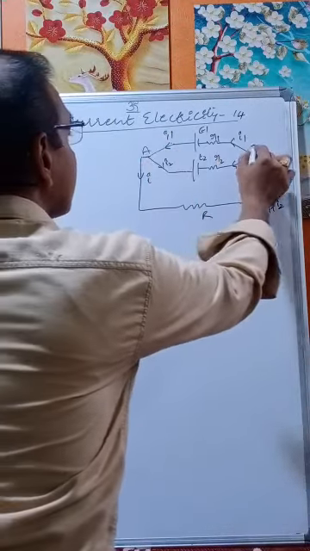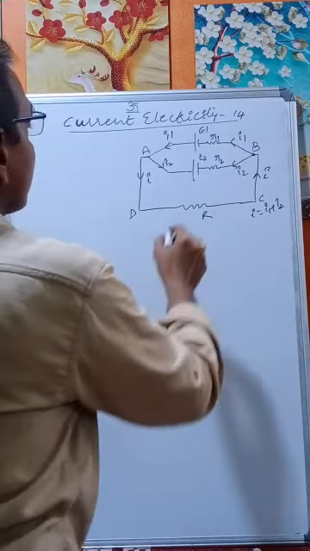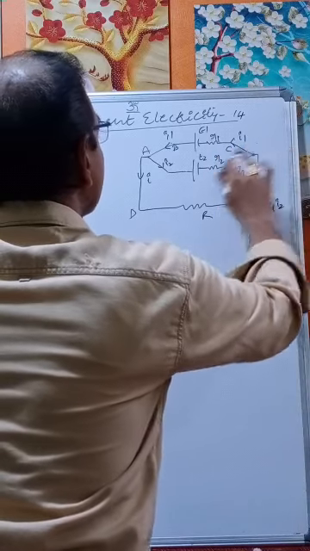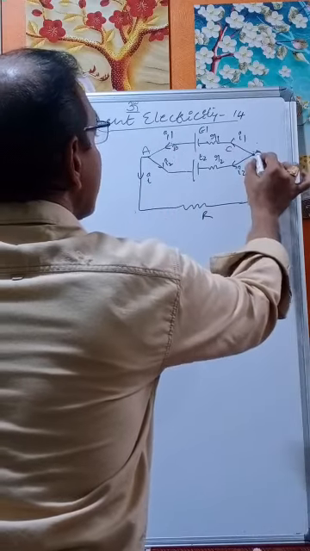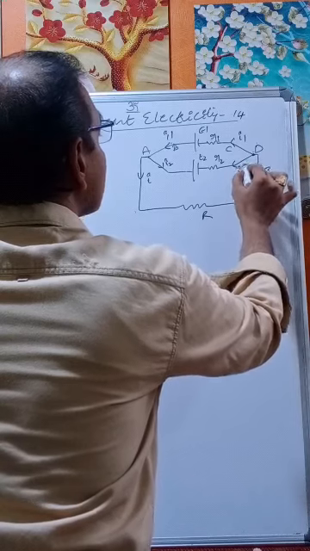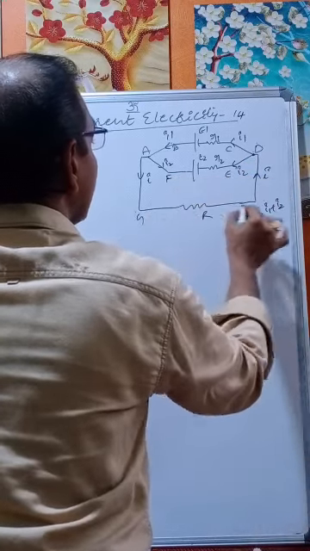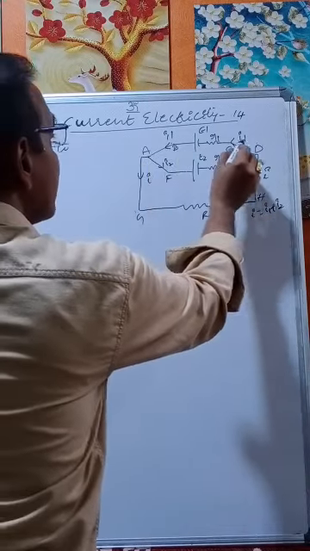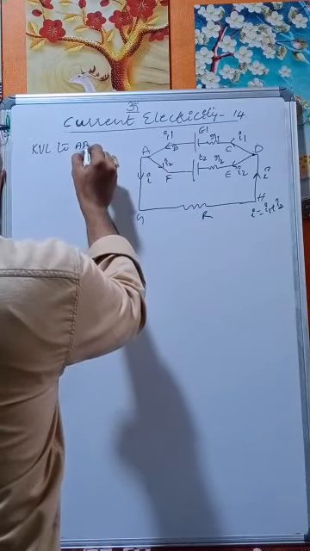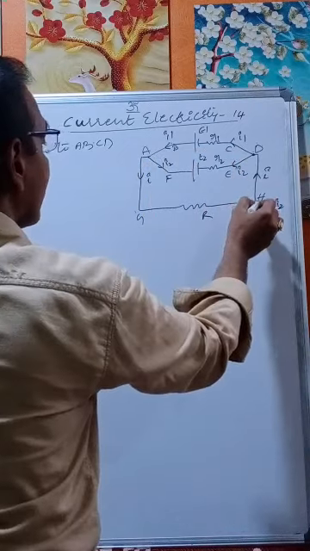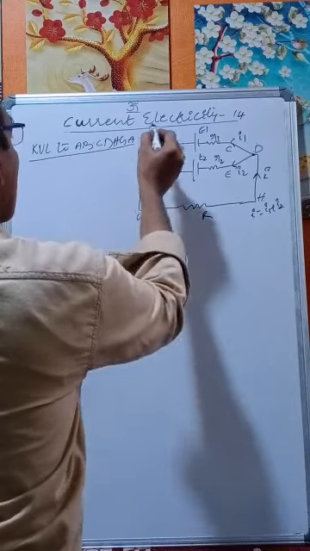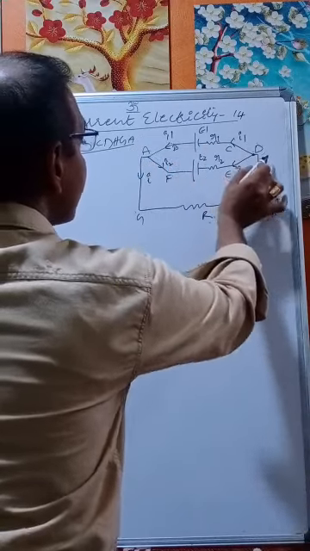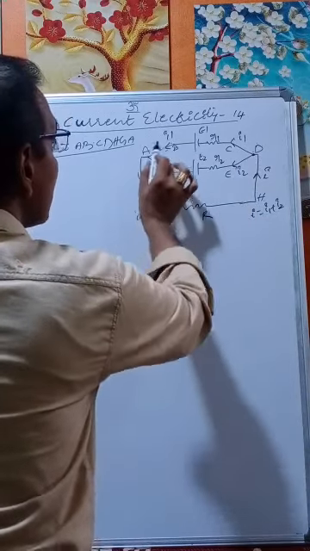Now let us label the points A, B, C, D. This is A, this is B, C, D. This is taken as E, this is F, this is G and H. Now apply KVL to the loop A, B, C, D, H, G, A. Remember, in this loop I am not taking AFED. I am taking the loop ABCD, HGA.